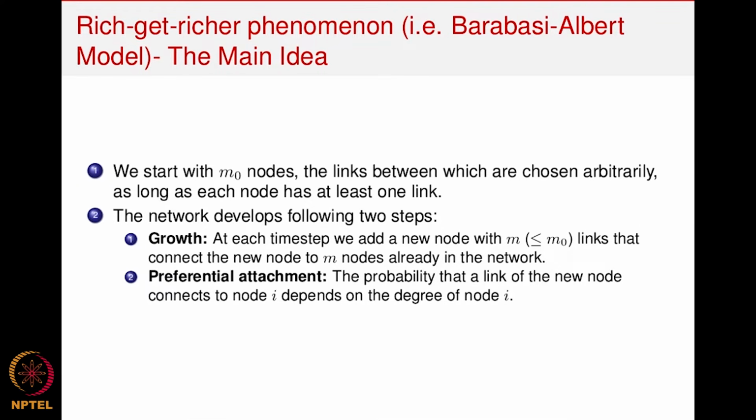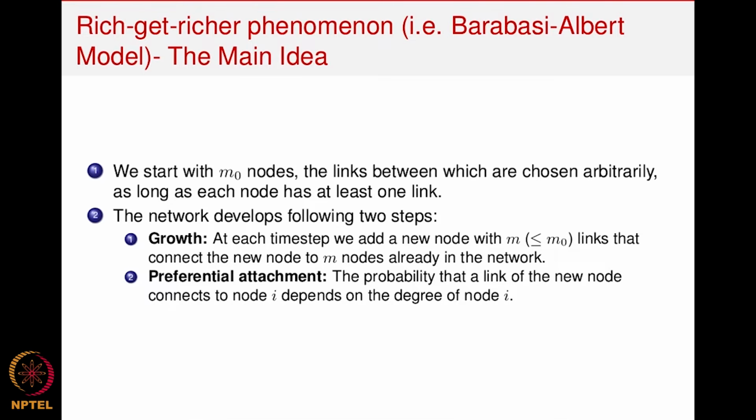That is decided by preferential attachment. Now, what is preferential attachment? This means that the more connected a node is, the more likely it is to receive links from the new node. In other words, the more degree an existing node has, the more probability it will have of connecting to the new node. So this is how we'll keep adding new nodes to the existing network. This was the main idea behind the rich getting richer phenomenon.